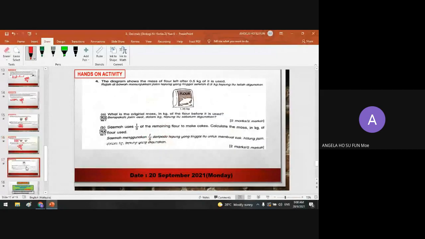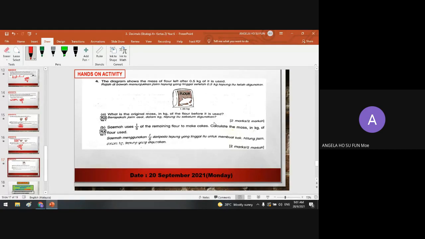Okay, last question. Everybody try to look at this. This diagram shows the mass of flour left after 0.5 kilogram of it is used. This is the remaining flour. It's already used 0.5 kilogram. Now A asking you, what is the original mass in kilogram of the flour before it is used? What operation do you use to solve this problem?